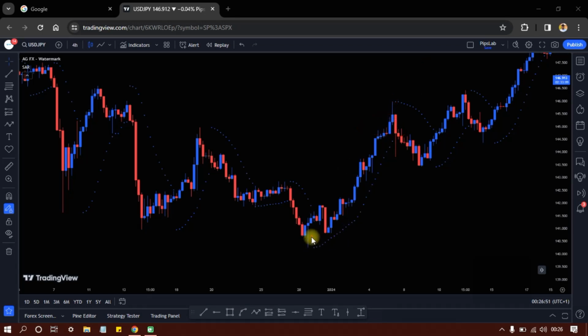Now look at it, we are taking a buy from this point, we open the trade from this point, our stop loss at this point, and we are taking our profits at this point, and that is a good profit.